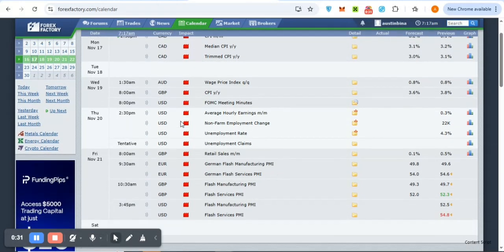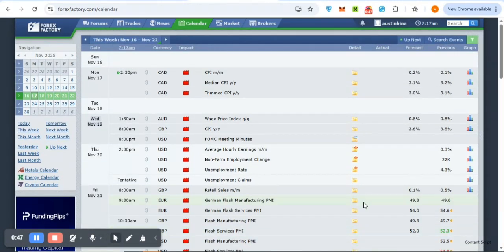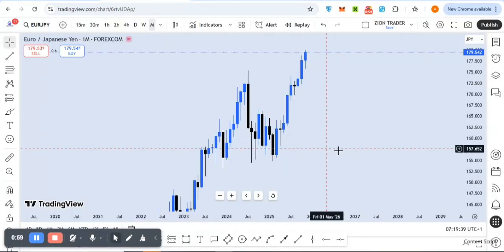We also have GBP high impact news, CPI here, which is year over year. That's on Wednesday, 19th. So these are all the high impact news we have right here. I actually have to filter it so as to have only the high impact news. In case you want to filter, you can simply click here and then filter here. So let's get back into the chart.